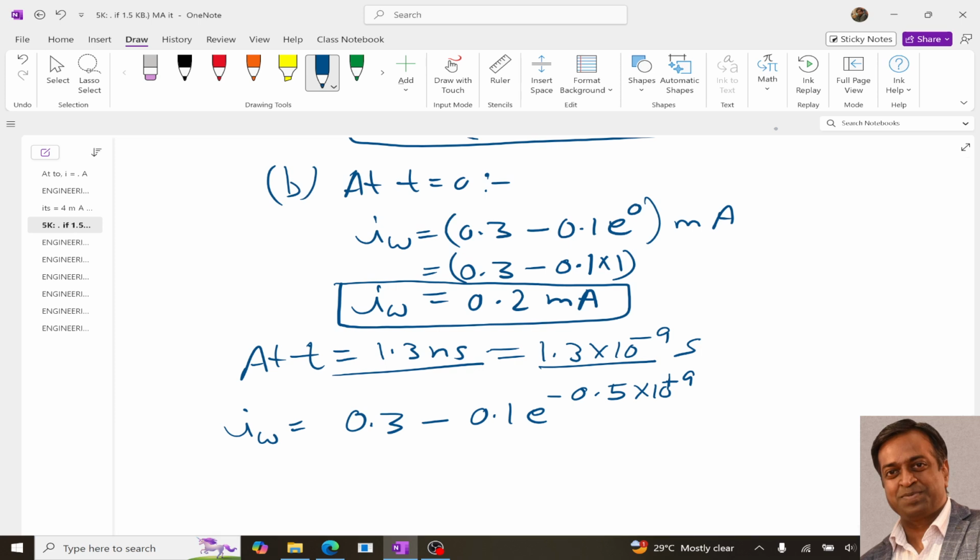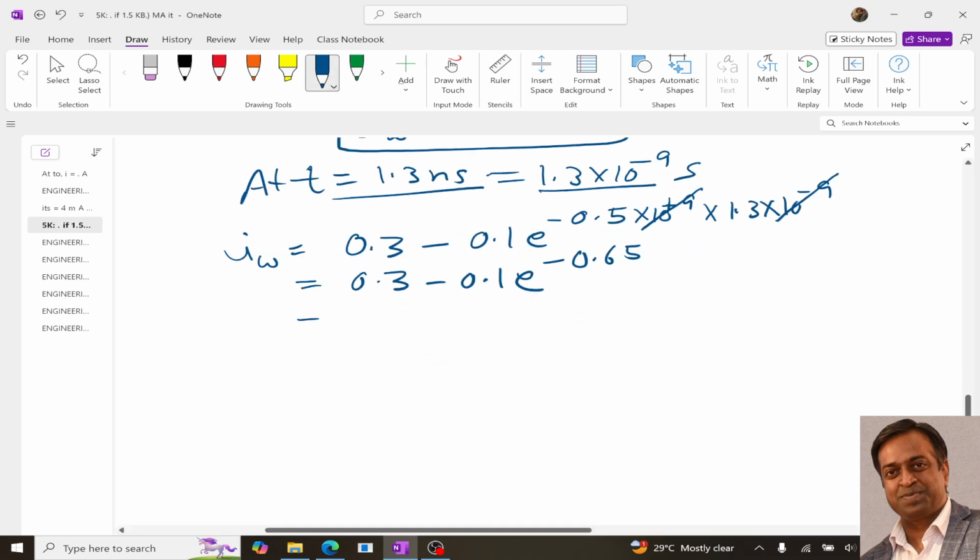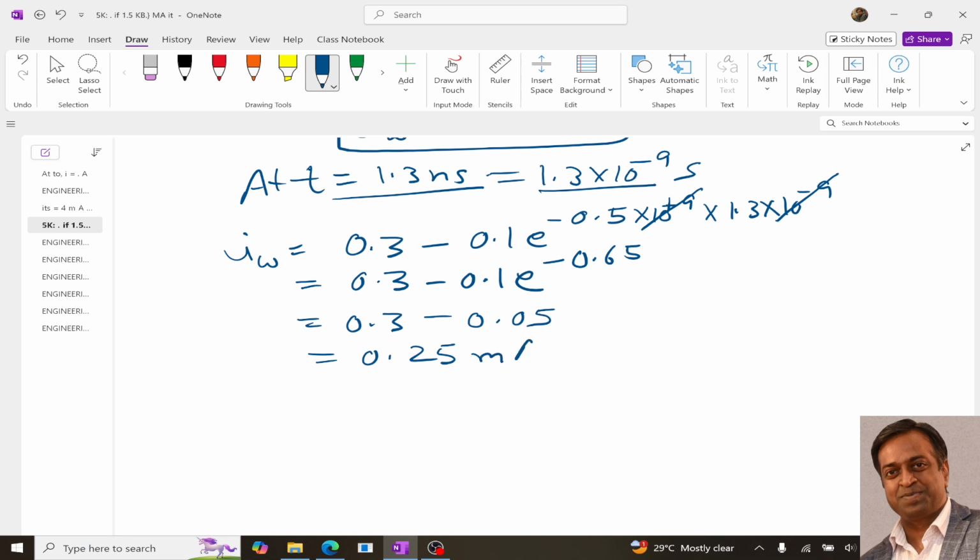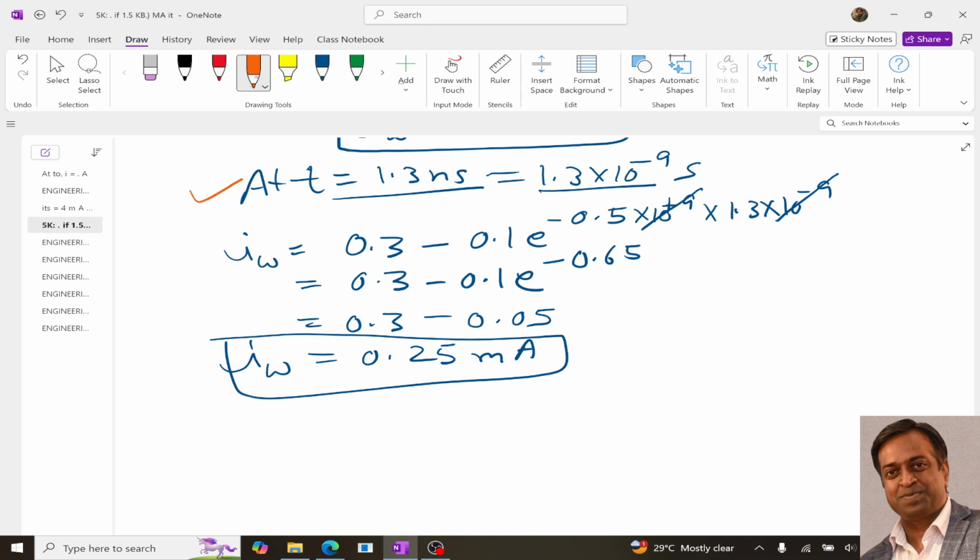So we are substituting this, we get this, and solving we get this, and this will be cancelled out, so it will be minus 0.05. So it will be 0.3 minus 0.05, so 0.25 milliamperes at t equals 1.3 nanoseconds.